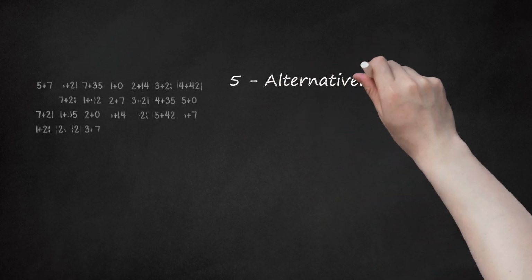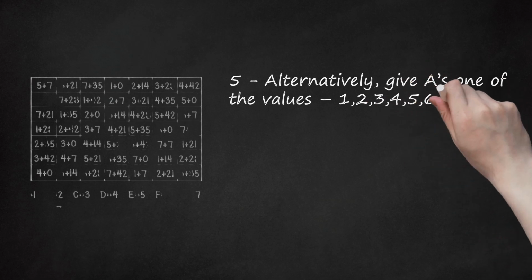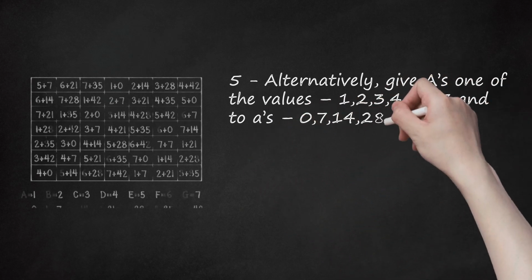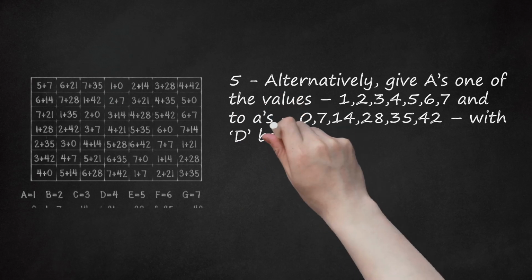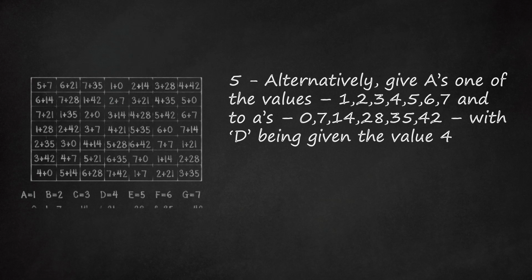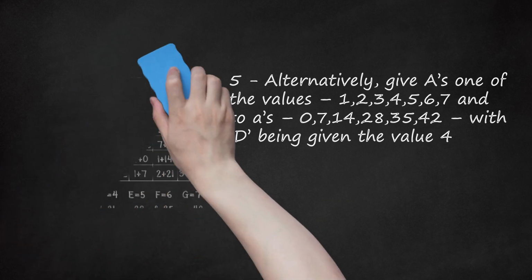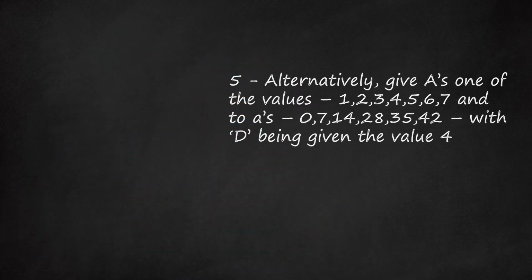5. Alternatively, give the small letters one of the values 1, 2, 3, 4, 5, 6, 7 and to the capital letters 0, 7, 14, 28, 35, 42, with d being given the value 4. Of course, no value should be repeated; this automatically ensures that all the numbers are used. You will then be able to generate 7! x 6! squares at one go by this method too. Please note 7! stands for 1x2x3x4x5x6x7 and 6! is 1x2x3x4x5x6.